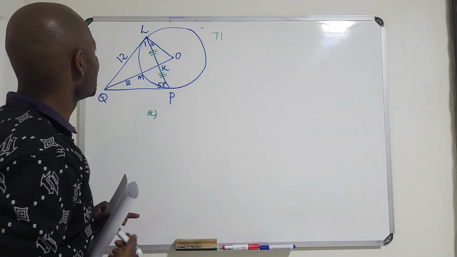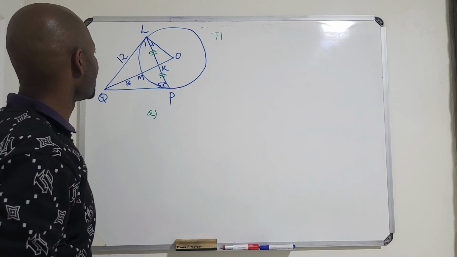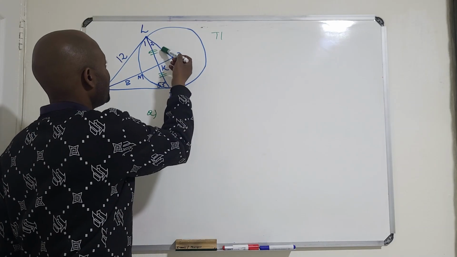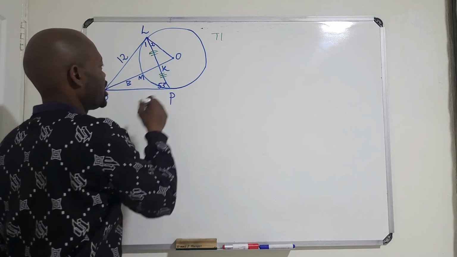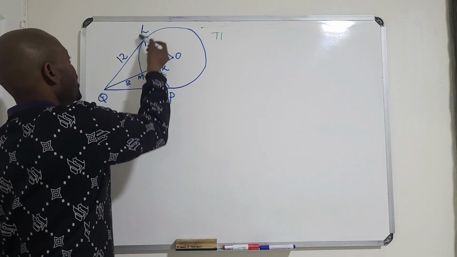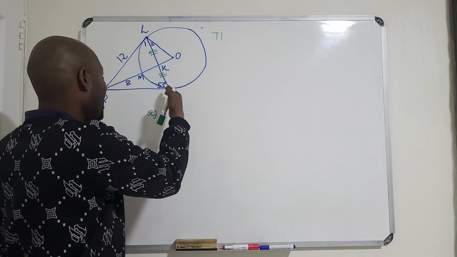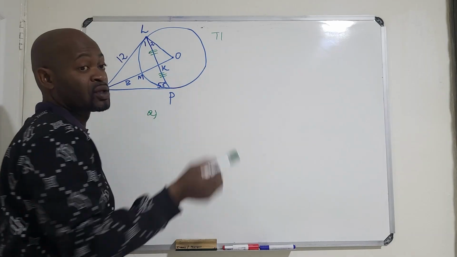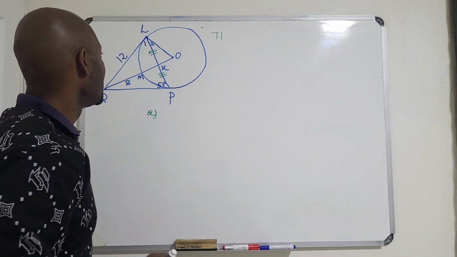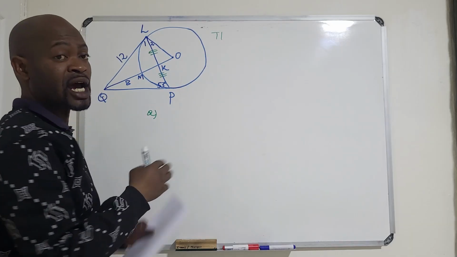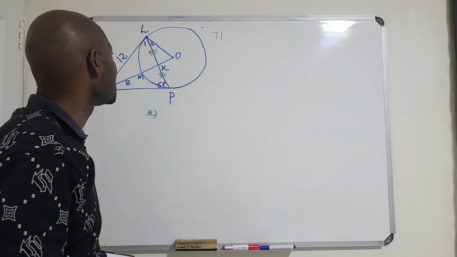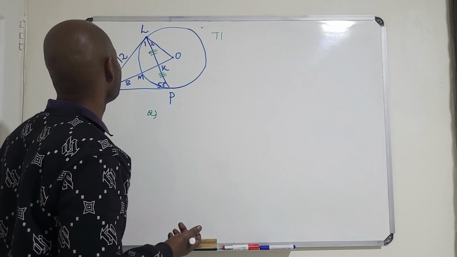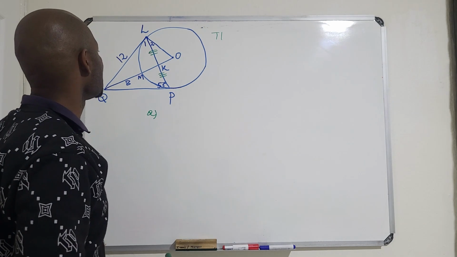Now, is there angle at the center 2 times angle at the circumference? No. You might be tempted to say this angle is 2 times that angle. Don't be tempted. This must be in the circle for us to say this is 2 times that. Therefore, there's no theorem number 2 here. Is there theorem number 3? There's no diameter. We are not told about any diameter. No theorem number 3. Are there angles at the same segment? No angles at the same segment.